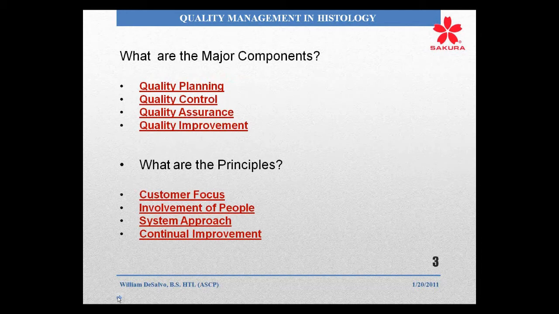So again, what are the major components? We're talking about four of them. That's quality planning. Again, very hard to do, but absolutely necessary if you're going to create that quality management system. Quality control. Again, as I said before, we're probably all doing it. It is absolutely necessary, but we probably need to do even a little more than what you're used to.